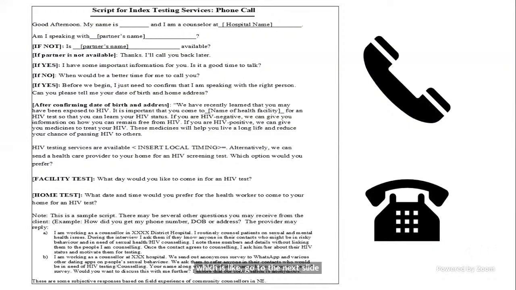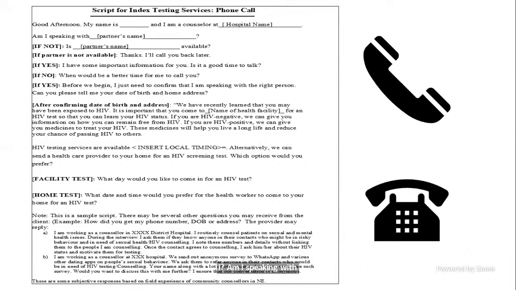So this is the script for offering index testing, or HIV testing, to the partner through a phone call. This is a tried and tested script across the globe, and it's proven very effective in reaching out to the partner without any harm or adverse event. Like, good afternoon, my name is so and so, I am a counselor at so and so hospital. No need to say HIV testing facility, I am a counselor at so and so hospital. Am I speaking with XYZ, the name of the partner?